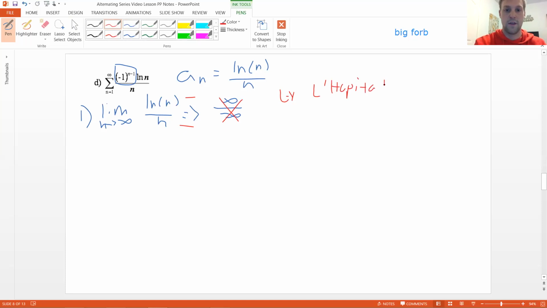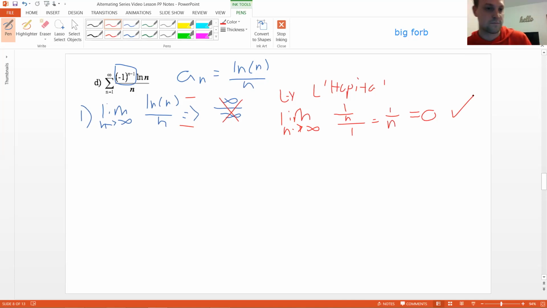By L'Hopital, this is the same thing as saying the limit as n approaches infinity. The derivative of ln of n is 1 over n. The derivative of n is 1, so simply 1 over n. And I know the limit of that equals 0. So that step's good. Okay. That's called big brain hours.